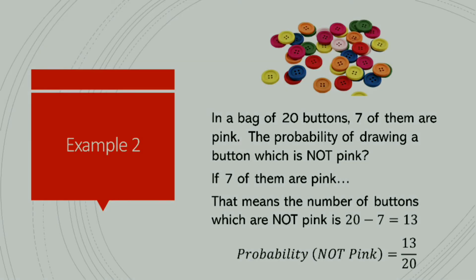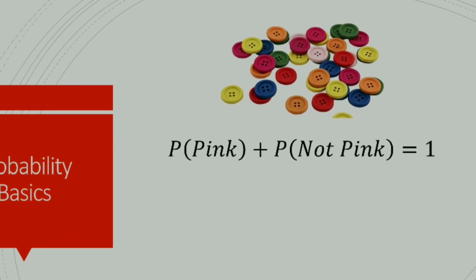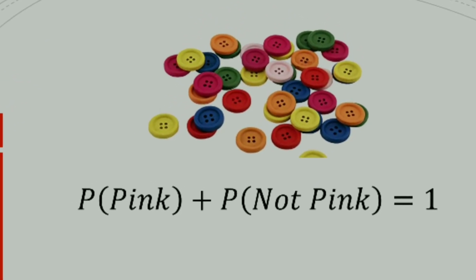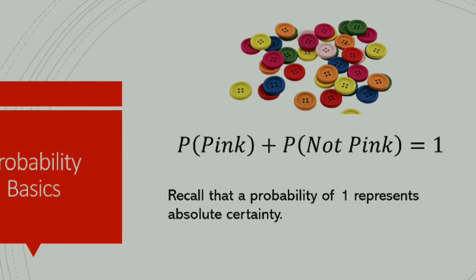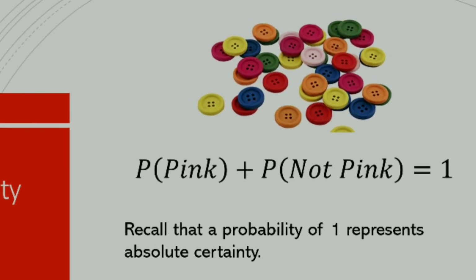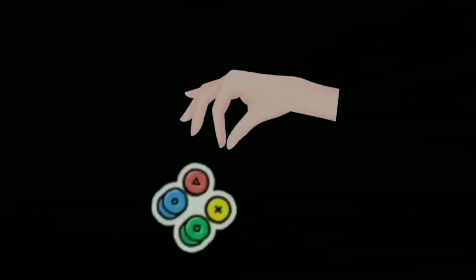Now notice that 7 plus 13 is 20. So the probability of pink plus the probability of not pink is equal to 1. The reason for this is that a button is either pink or not pink. So those options represent the total availability of options. That's the only things that can happen. Because of that, one of those two things is true. And so the probability is 1. Because as we explained earlier, 1 represents absolute certainty. So we were absolutely certain that a button's either going to be pink or not pink.